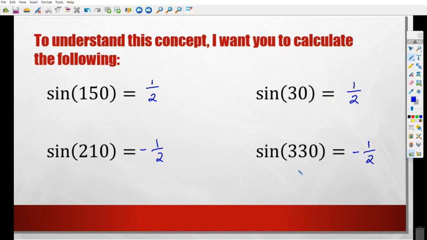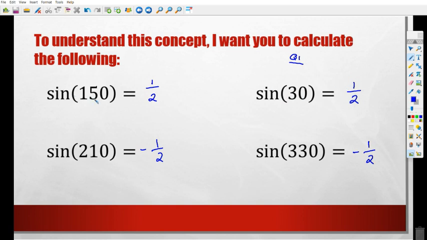Can anybody answer that for me? Firstly, in my Cartesian plane, where is 30 degrees? In which quadrant? 30 degrees is in the first quadrant, and sine is what in the first quadrant? Sine is positive. Positive a half.